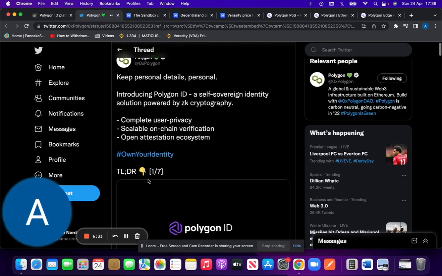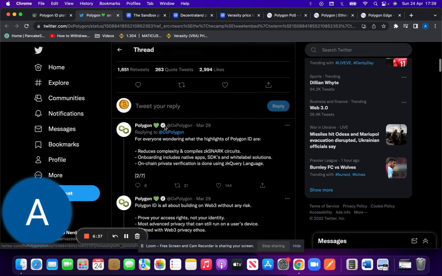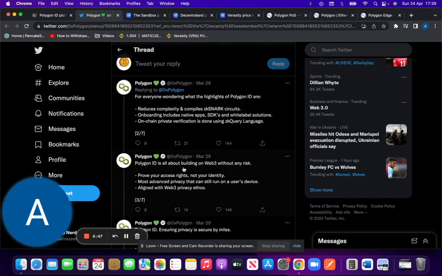Marketing there. So as I said, it's about keeping your personal details personal, essentially. For everyone wondering what the highlights of Polygon ID are, it's to reduce complexity, on-chain private verification using the ZK query language. It's all about, as I said to you, building trust on Web 3.0: prove your access rights, not your identity, aligned with Web 3.0 privacy.